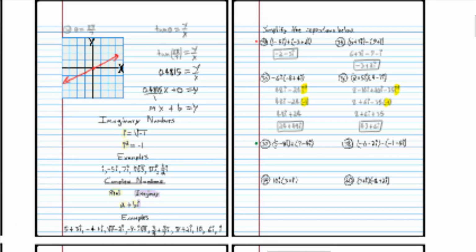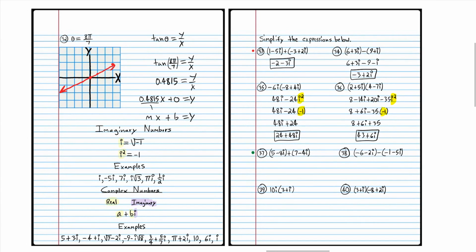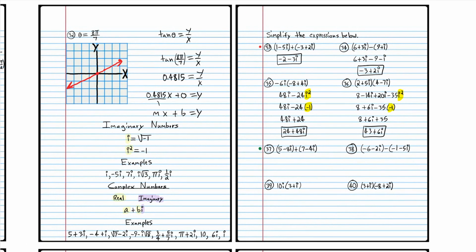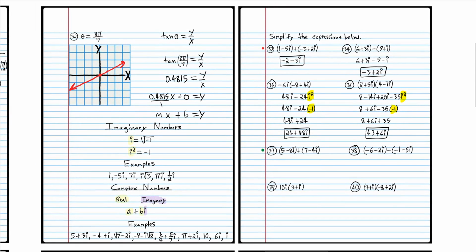So now I'm going to give you a chance to do some of those problems. You can use numbers 33 through 36 to help you. So try number 37, and when you come back, we'll do it together.